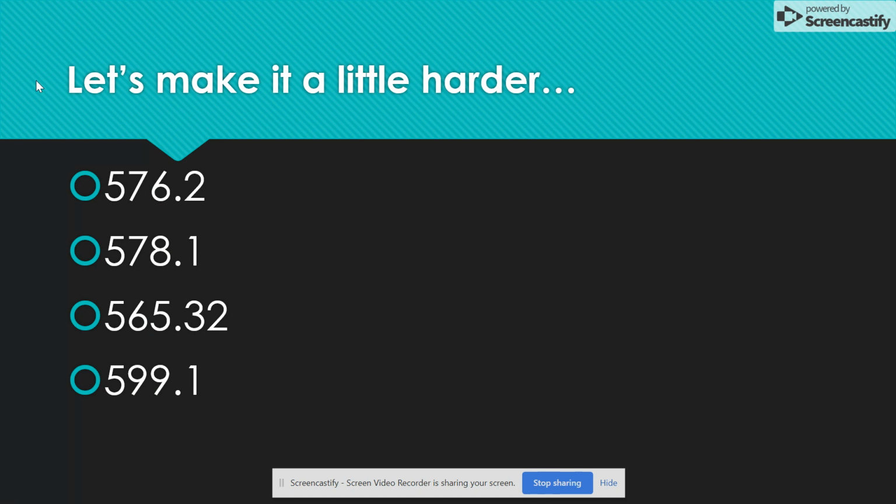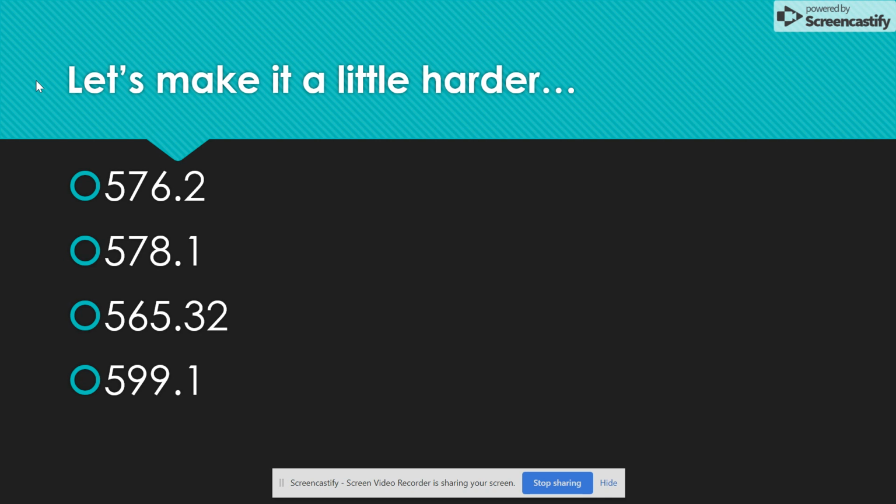All right, now it's time to make it a little harder and see if you can do the Dewey Decimal System. Go ahead and look at these numbers. Every time a book starts with a number, it's very important that you always look at the number first and don't jump ahead to the letters. So we're just going to start by looking at numbers only.